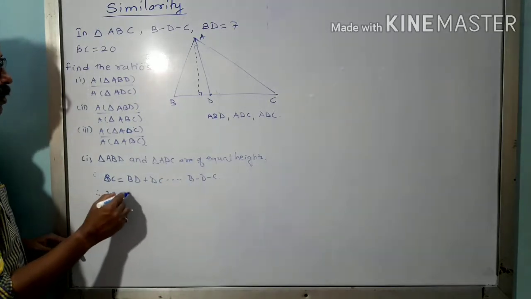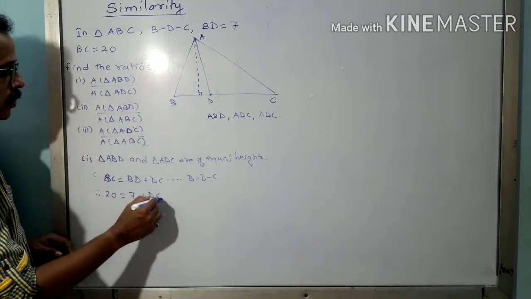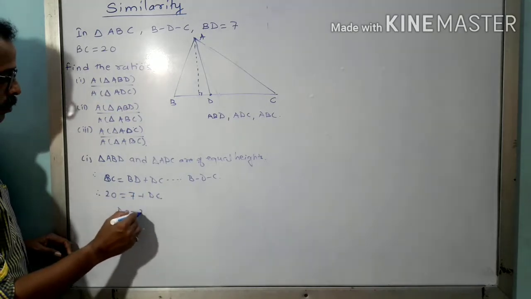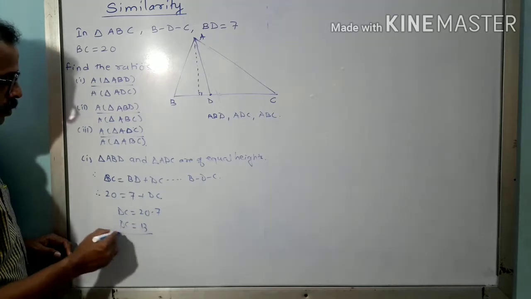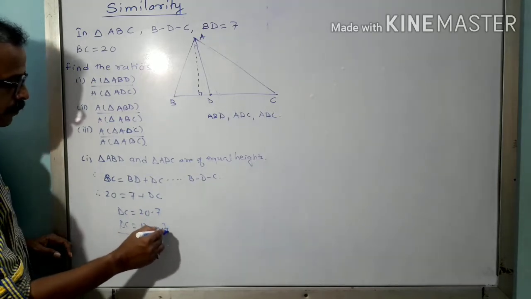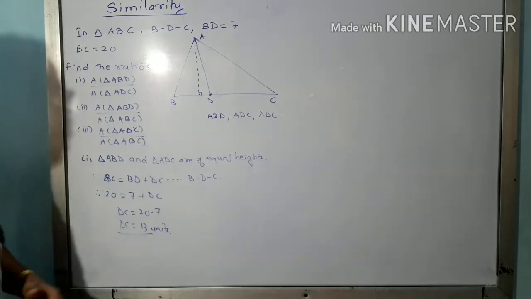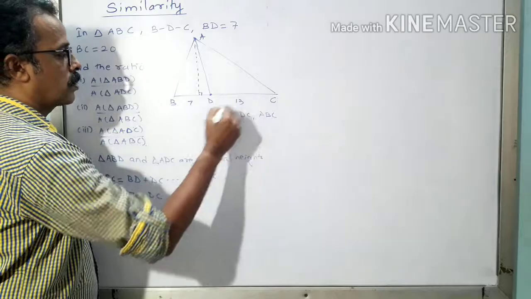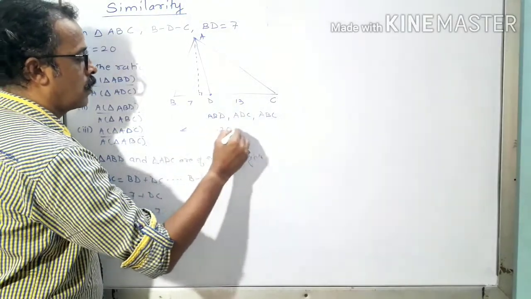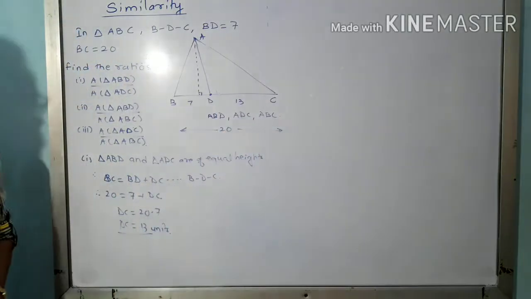Therefore 20 is equal to 7 plus DC. Hence DC is equal to 20 minus 7, which we obtain as 13 units. Okay, this is the first calculation we have done. So this is 7, this is 13, and the total is now 20. Okay, you can write down the answer orally.